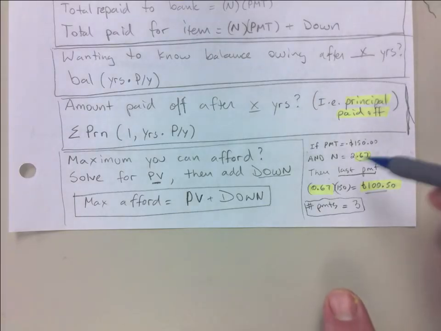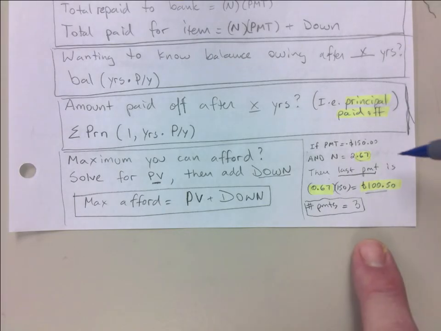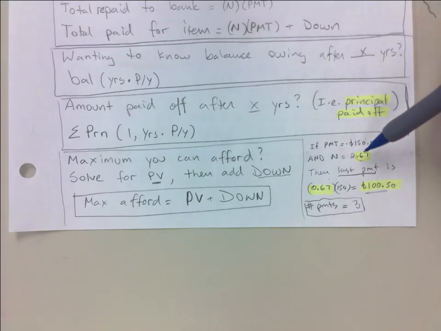This is very rare, what I just did here, like the 0.67 having to multiply. I've never seen it, in fact, on an exam. But I think you need to know that, right? That the reason that when you solve for n that you have like a decimal, it tells you that the last payment isn't a full payment. Okay?